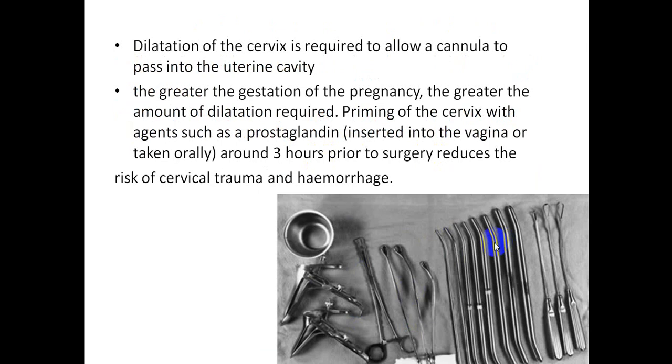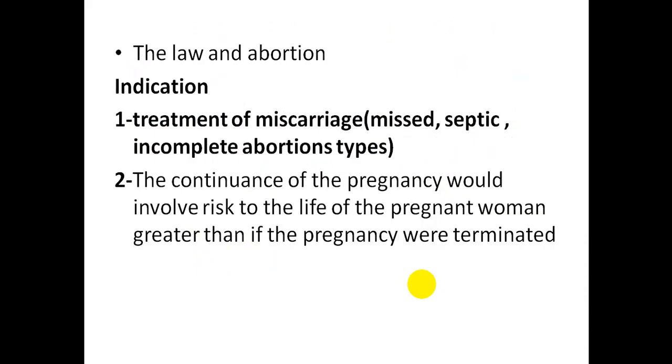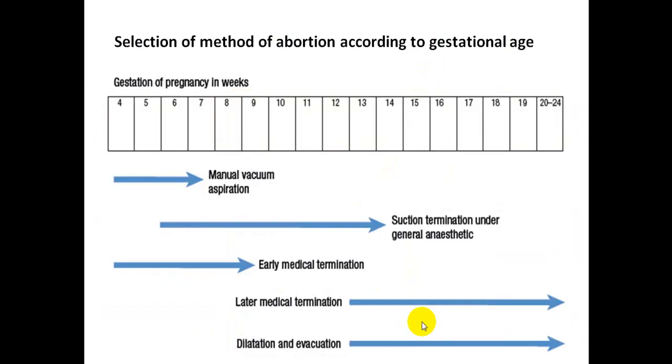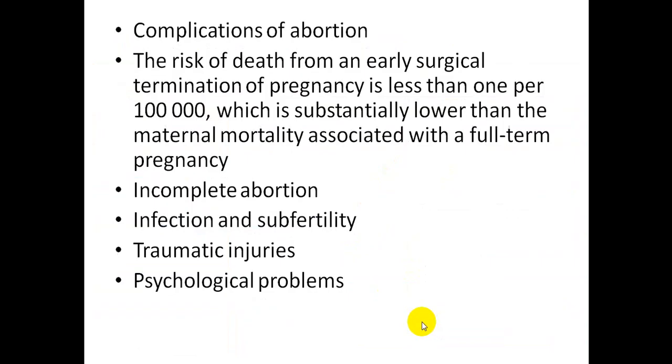This instrument is used for termination of pregnancy if vacuum or medical termination fails, and the complications and issues were mentioned previously in the lecture on abortion. This is a comparison between the methods, and we select the method of abortion according to the complication. As we know, incomplete abortion risks include death, infection, infertility, traumatic injury, and psychological problems.